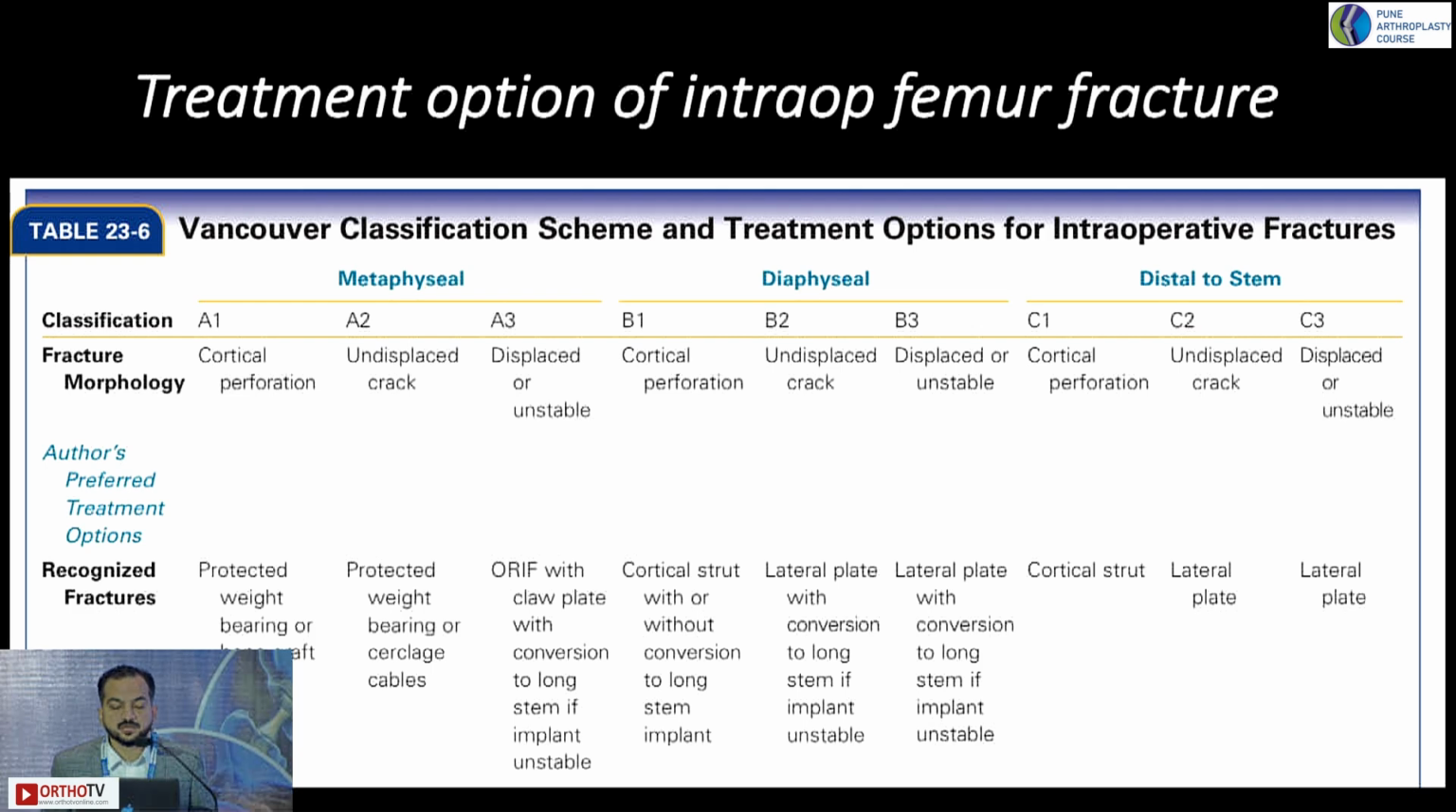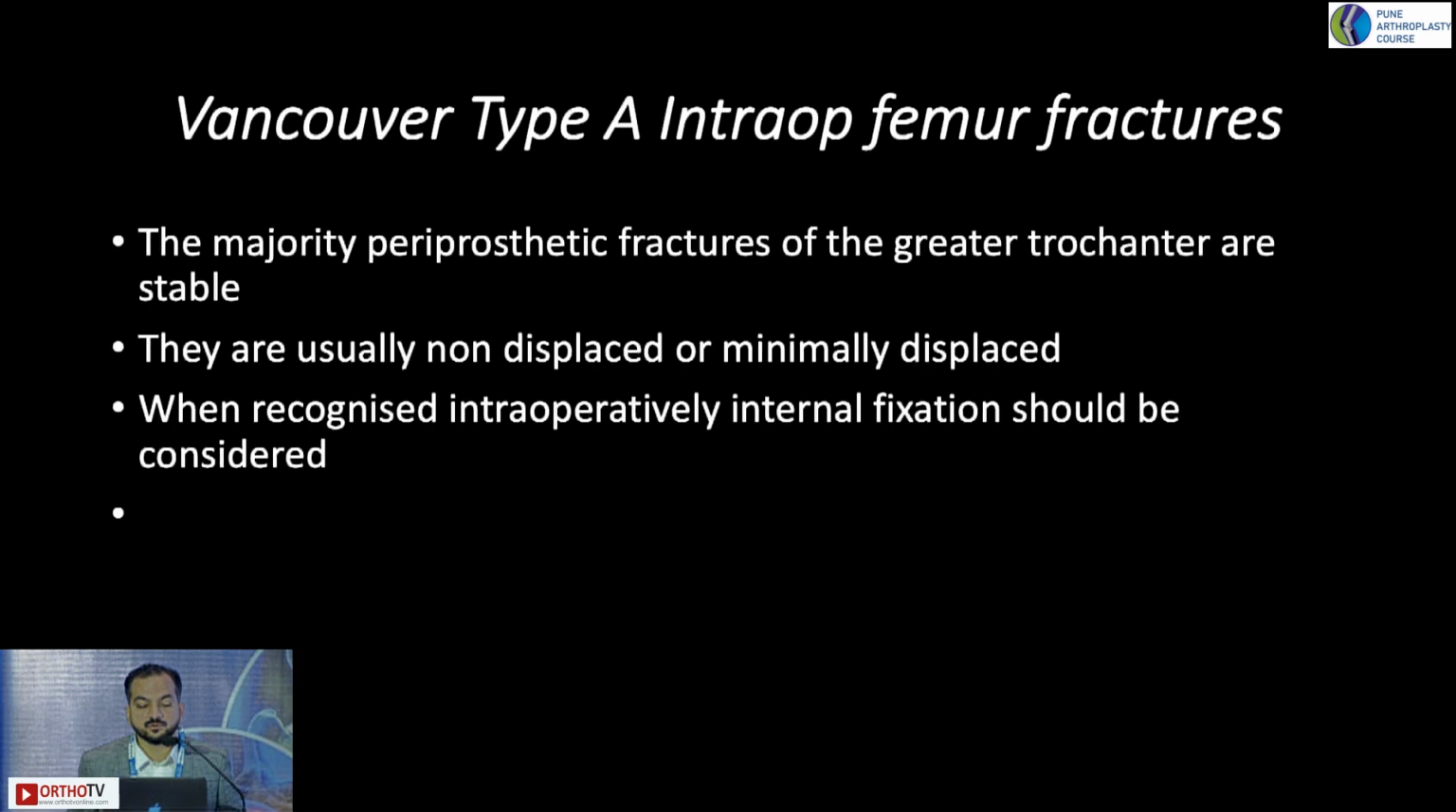In diaphyseal fracture type B1, you will mostly need cortical strut graft with or without conversion into a long stem. In undisplaced, same. In displaced unstable fracture, you need a lateral plate with conversion into a long stem. But if the fracture is distal to the stem, that is C1, cortical perforation, you will need a strut graft. You will require a different plate than you will need in the diaphyseal fracture. In type C2, undisplaced crack, same lateral plate, and type C3, lateral plate and strut graft.